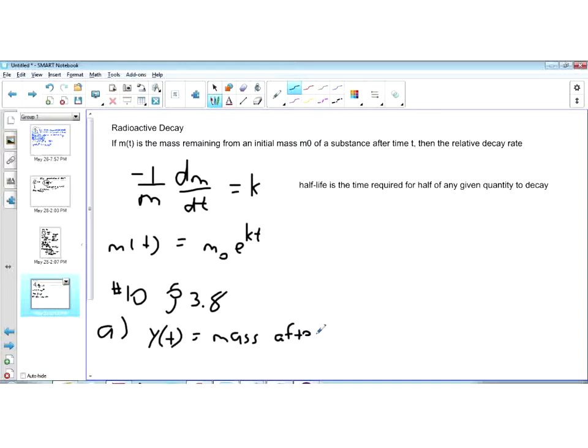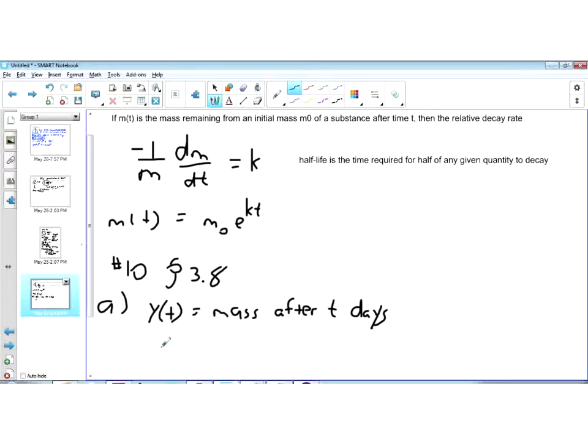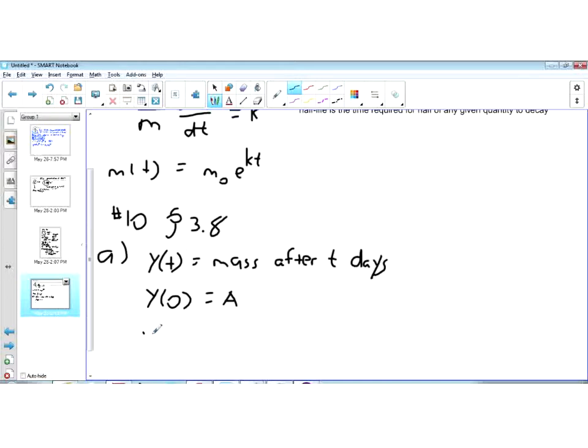Okay. So you start off with, does it tell you how much you start off with? Just a sample, some given mass. So mass after t days. Okay, we don't know how much mass we have, but after t days we've got this, all right? And so we parameterize the initial mass. Say let that equal a kilograms or grams or whatever.